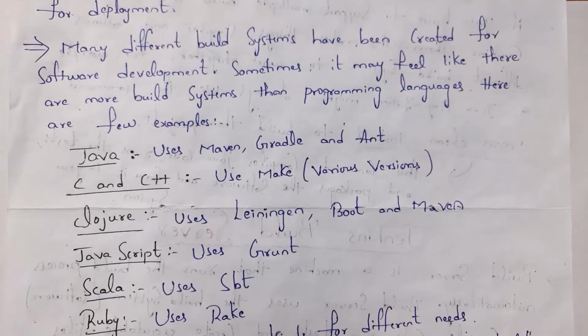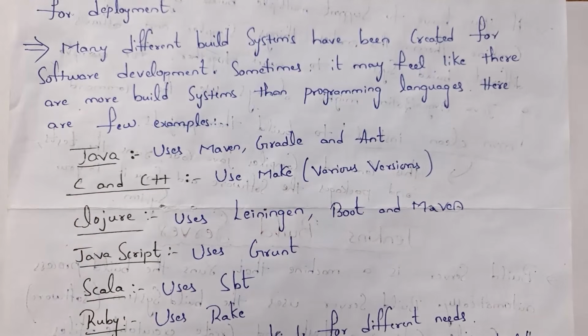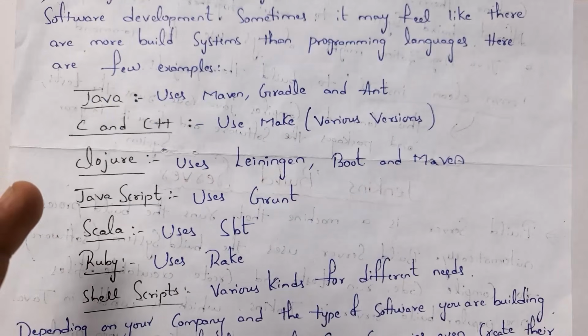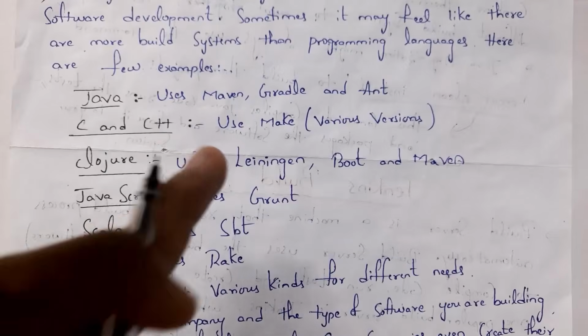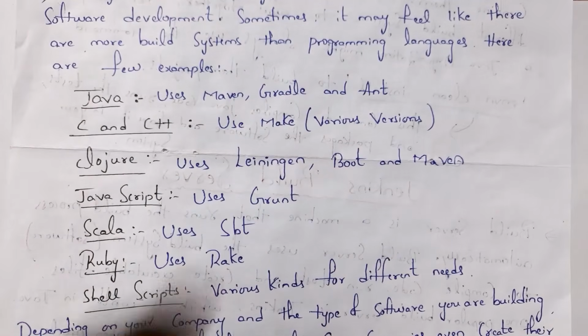Guys, there are many build systems that have been created for software development. And also sometimes you may feel like there are more build systems when compared to programming languages. These are some of the examples. For Java code, you can use build systems like Maven, Gradle and Ant. For C and C++ code, you can use build system like Make. And for Clojure programming, you can use build systems like Leiningen, Boot and Maven. And for JavaScript, you can use Grunt. For Scala, you can use SBT. For Ruby, you can use Rake tool. And for shell scripting, you can use various kinds of build systems based on your needs.